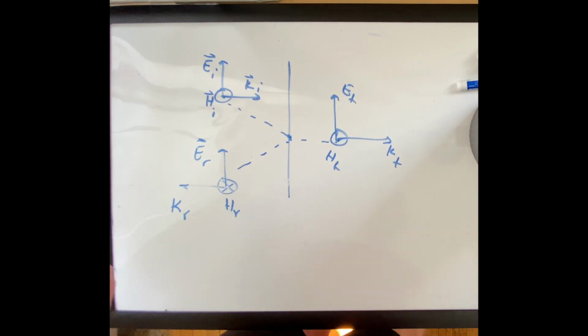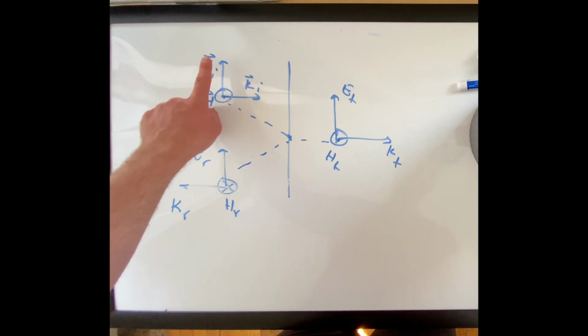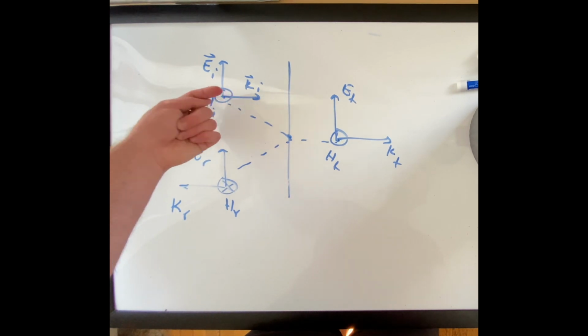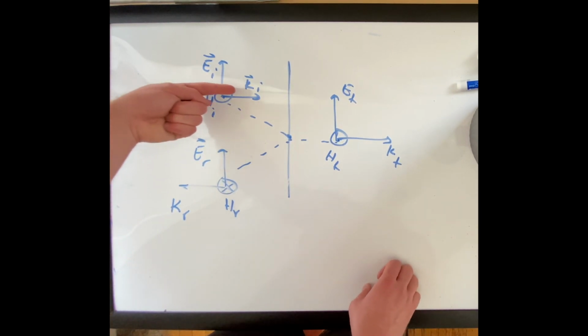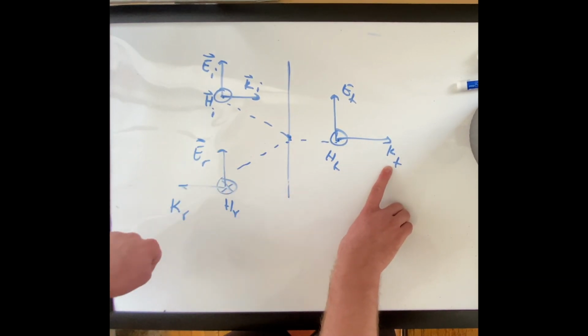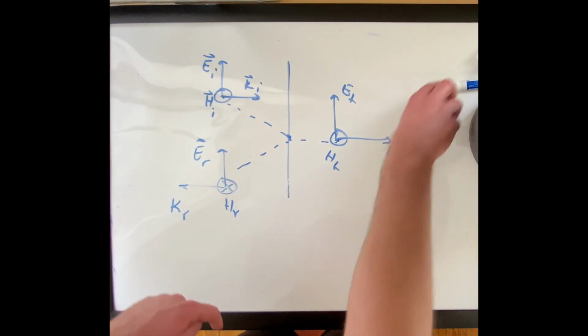Okay? Now, remember what we learned about parallel E's. First of all, K tells you where the wave is going. So K is clearly going in. Then some of it gets transmitted and some of it gets reflected.